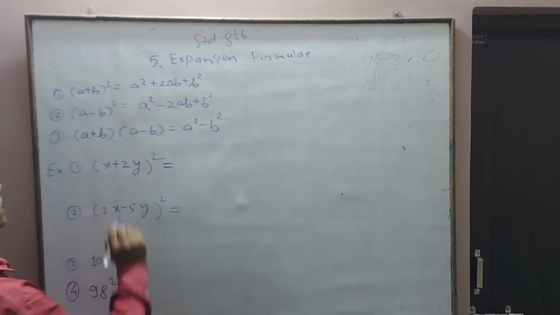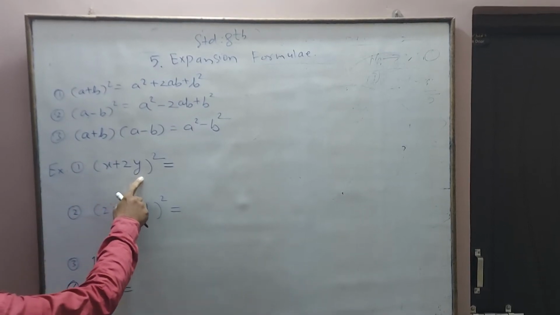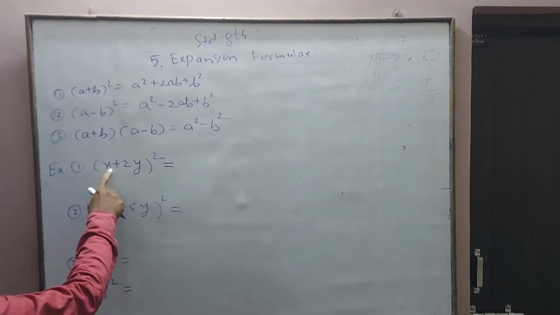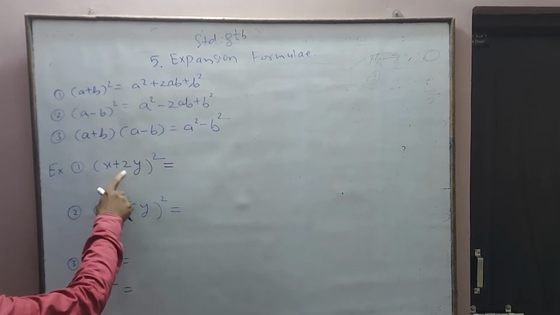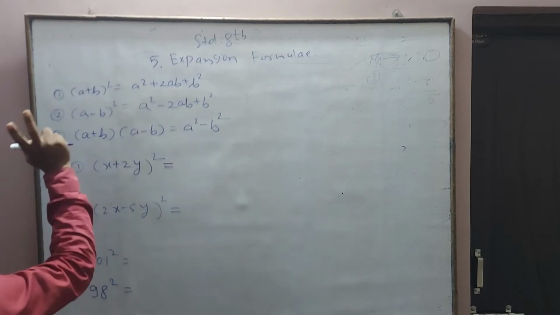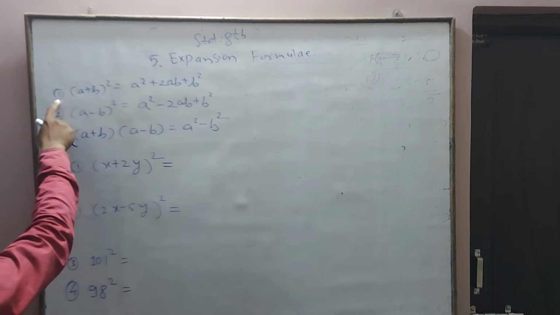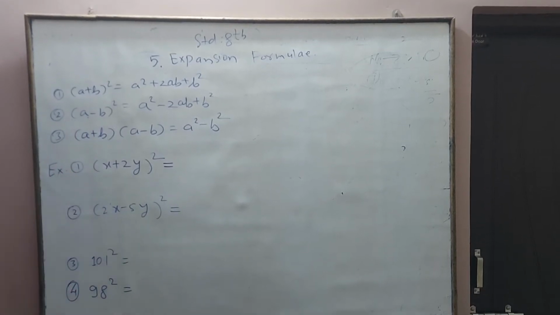We see (x plus twice y) whole square. Now, which formula is applicable to this example from these three formulae? So x plus 2y, what is here? Here x and 2y, addition of two numbers and its square is there. So we have to find addition of two numbers. Where is the addition of two numbers? (a plus b) and square. So this first formula will be applicable for this example.